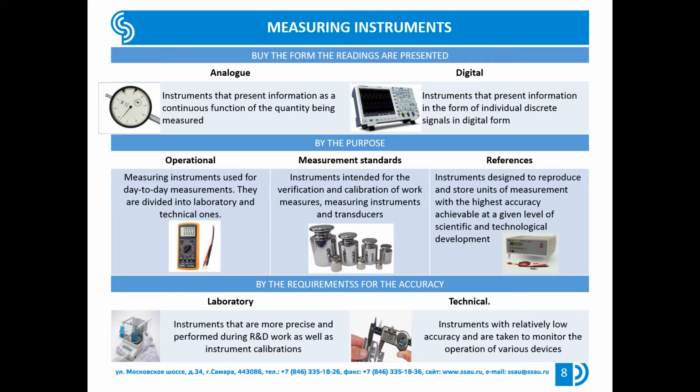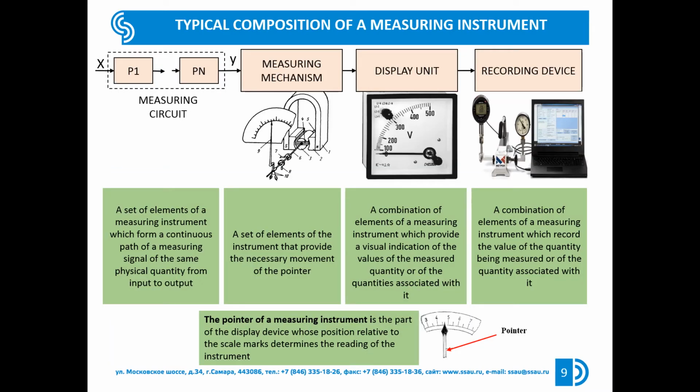Technical measurements are of relatively low accuracy and are taken to monitor the operation of various devices in day-to-day operation. In general, a measuring instrument consists of a measuring circuit, MC, a measuring mechanism, a display unit, and a data logger. Measuring circuit is a set of elements of a measuring instrument, which form a continuous path of a measuring signal of the same physical quantity from input to output. The MC of a measuring system is called a measuring channel. A measuring instrument may include several measuring circuits.